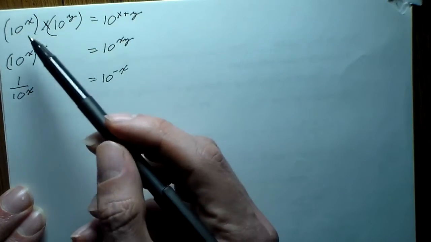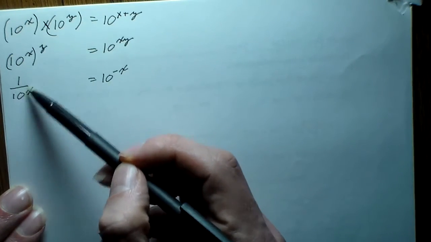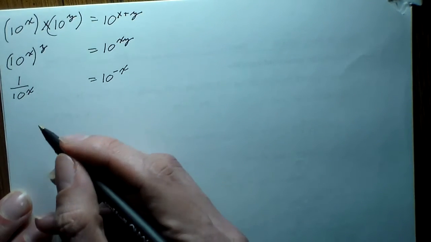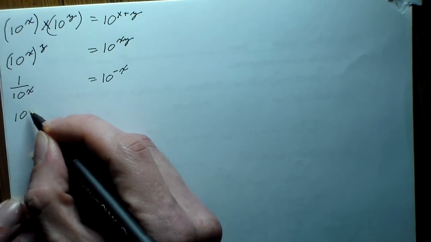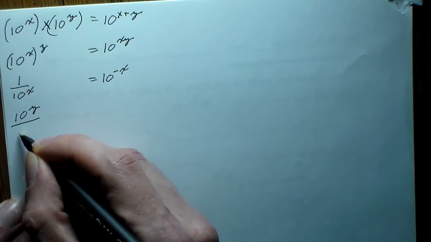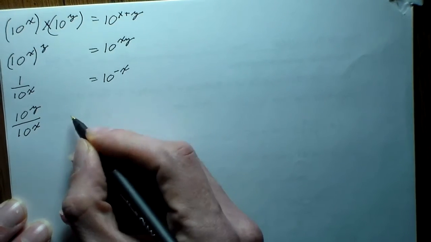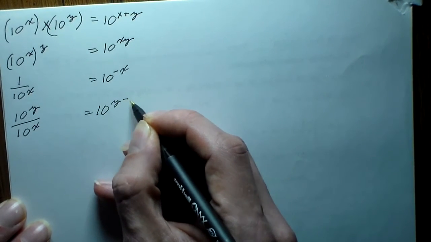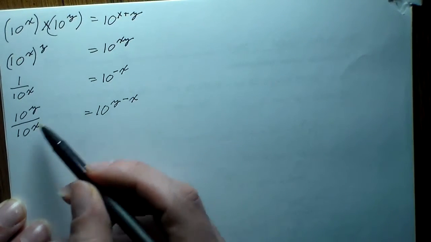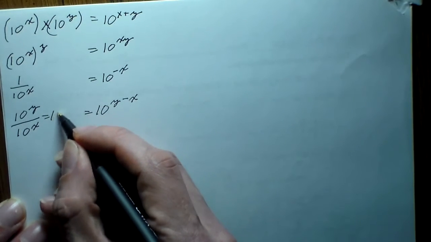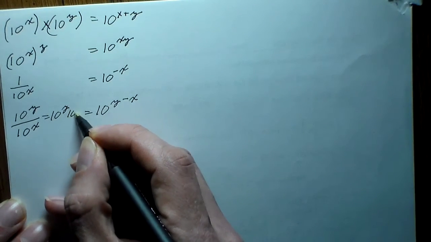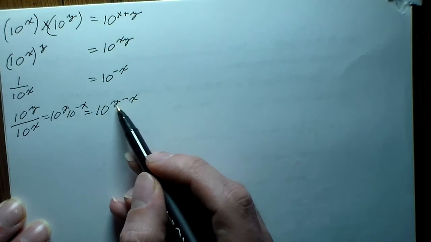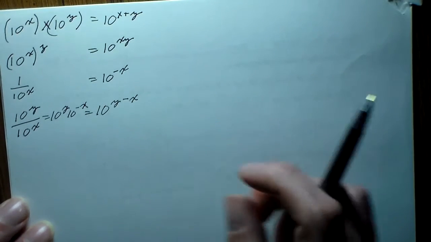Again, since multiplication and division are just reciprocal operations here, we can very easily say if I have 10 to the y divided by 10 to the x, then this is going to be equal to 10 to the y minus x, right? Because this is just equivalent to 10 to the y times 10 to the minus x. So this is just going to be 10 to the y minus x.